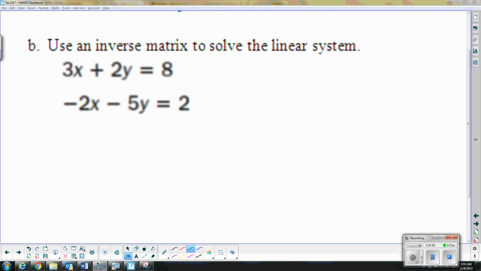Okay, so now I want you to try the second one on your own. So please pause the video while you work, and then you can unpause for the solution.